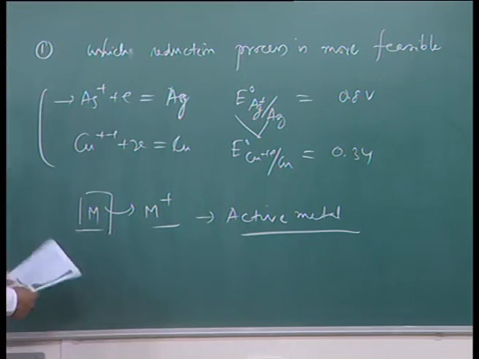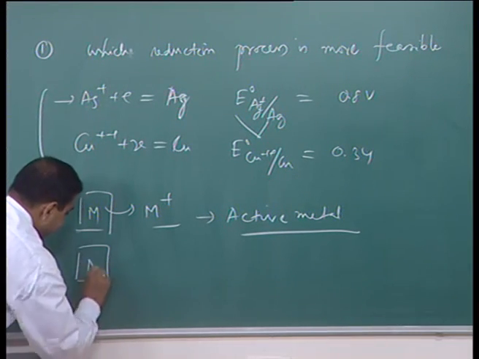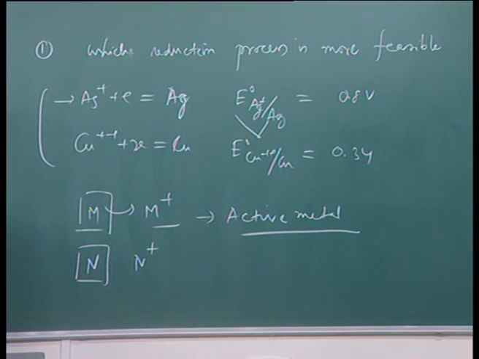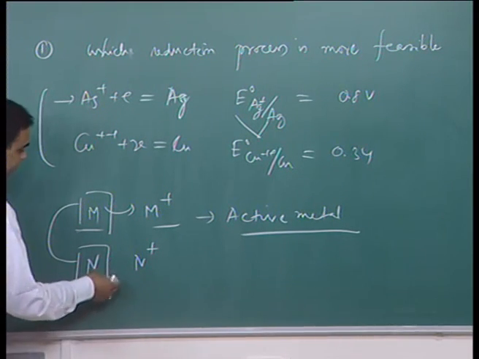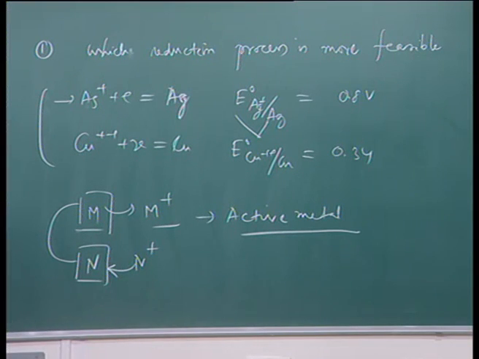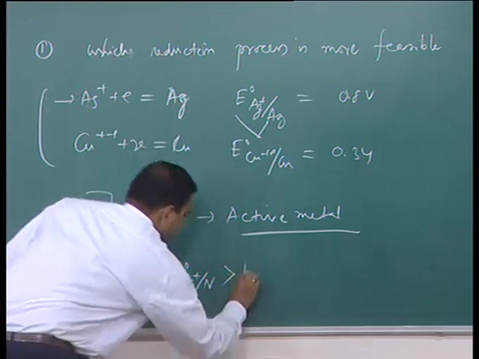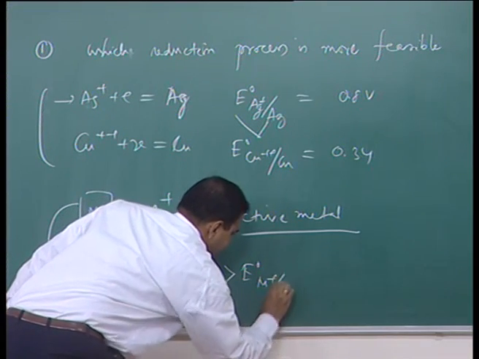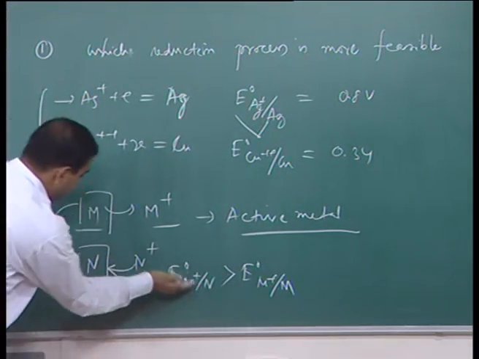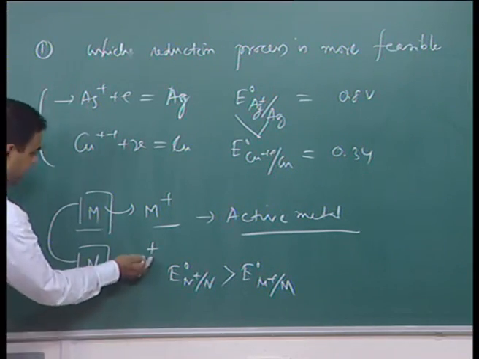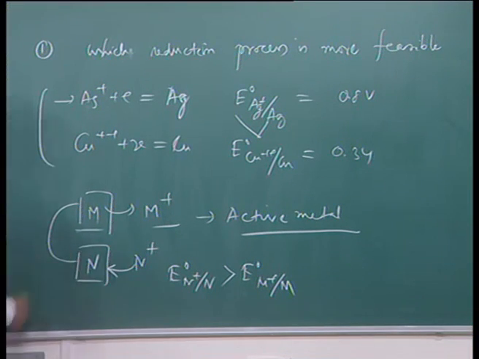Now in a similar way, if there is another metal N that also has the tendency to form N+ ion, but there we can see that if we combine these two, then you will always find that N+ will deposit on this if its reduction potential is greater than E0 of M. So if this condition is satisfied, N+ always has the tendency to get deposited on this.